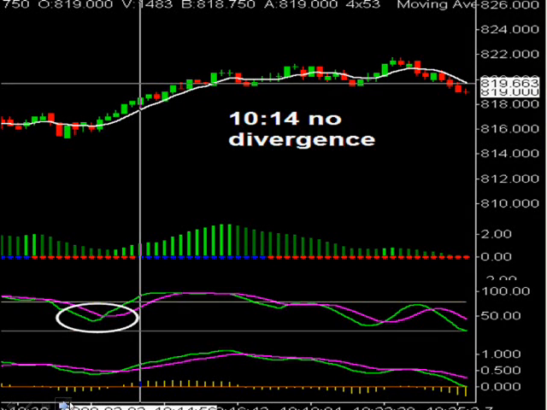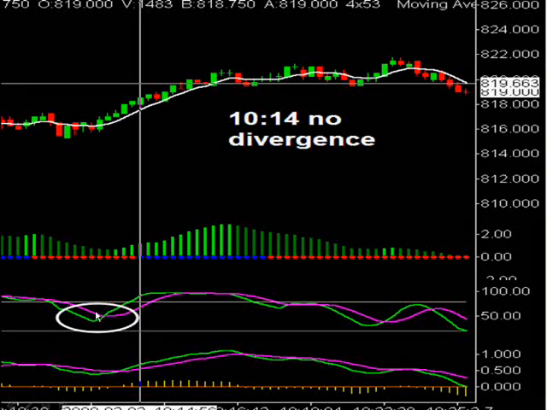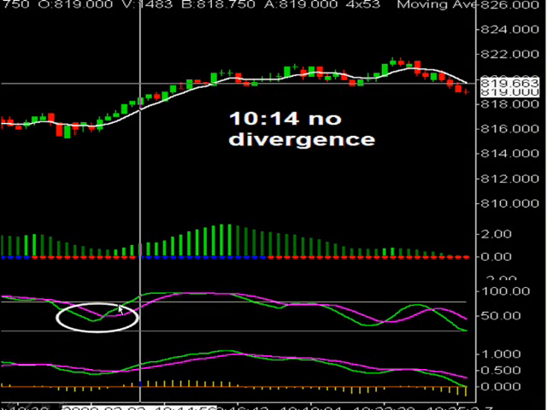And even though we have our scalp setting up, we do not have divergence here on our indicator, so we would pass. We don't necessarily have to have divergence, but we at least want to see it coming from the oversold area and heading up, not already overbought without at least being in divergence. So that's why we would not have taken that 10:14 trade.